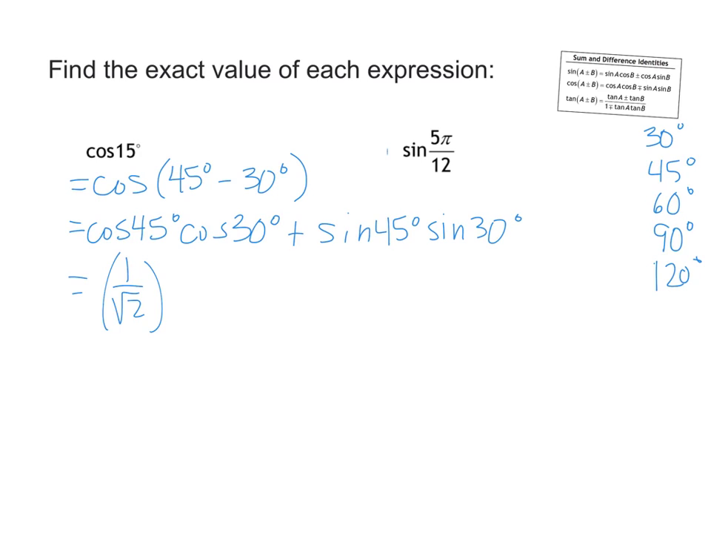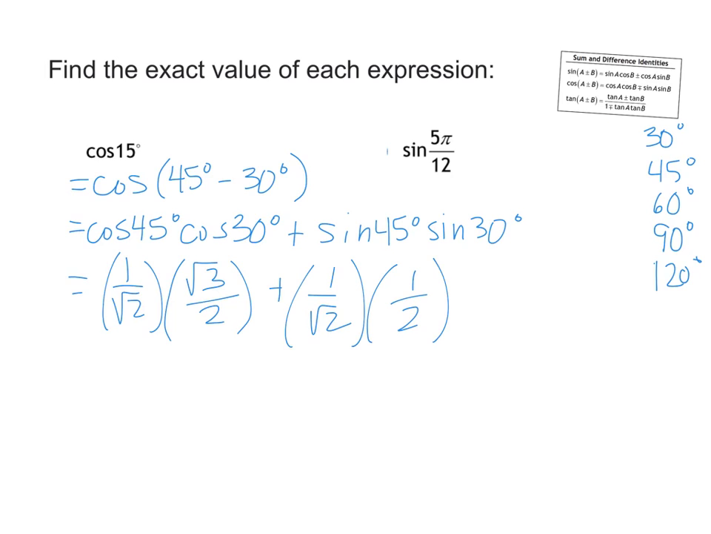And 30 degrees, that's pi over 6. So the cosine of 30 degrees is adjacent, root 3 over 2. I'm not worrying about signs because I have angles in the first quadrant and everything's positive in the first quadrant. And then plus the sine of 45, which is 1 over root 2, and the sine of 30, which is 1 over 2.